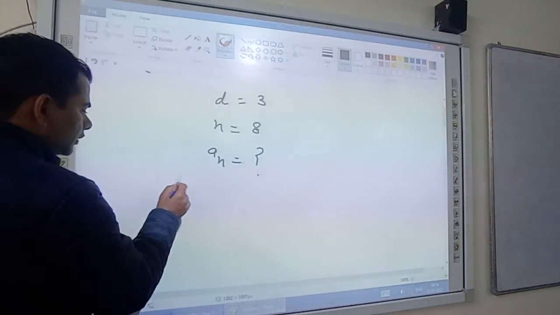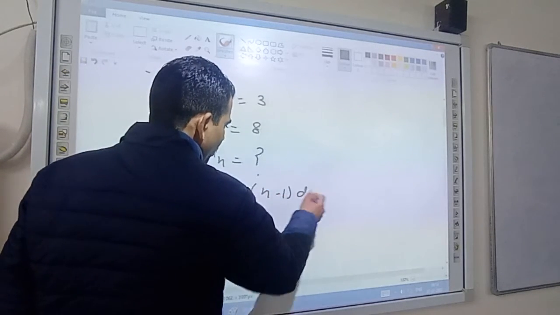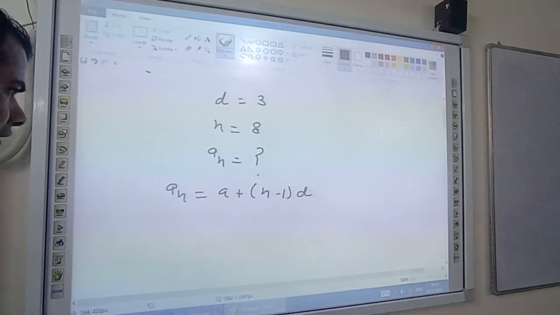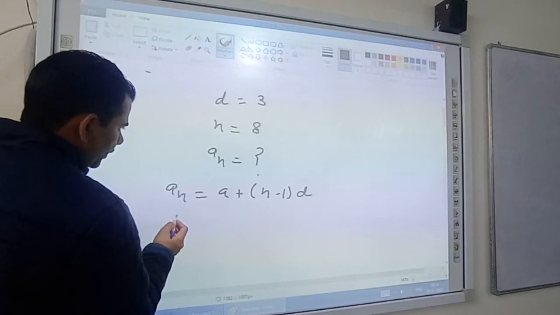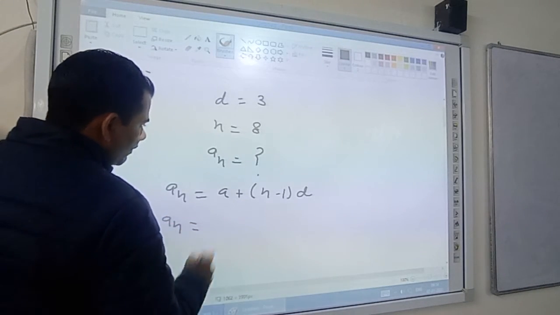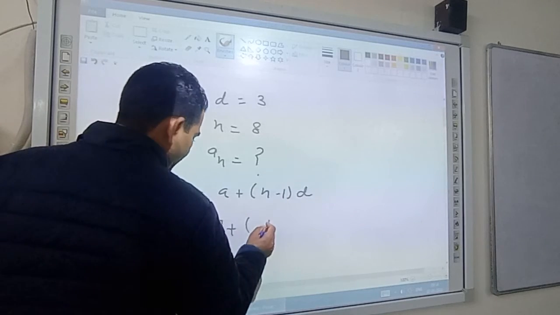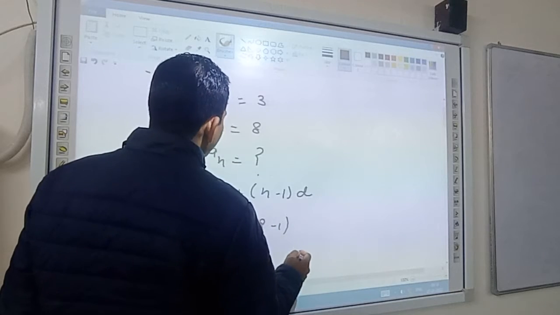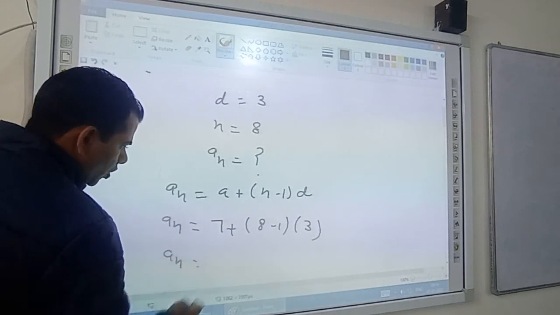An is equal to a plus n minus 1 into d. I have already discussed this in the previous class, yesterday. Okay, An. What is the value of A? A is 7, n is 8 and d is 3. Now solve it and find the value of An.